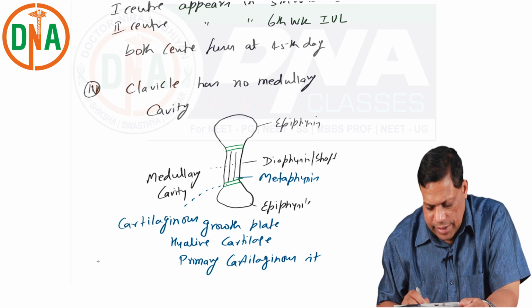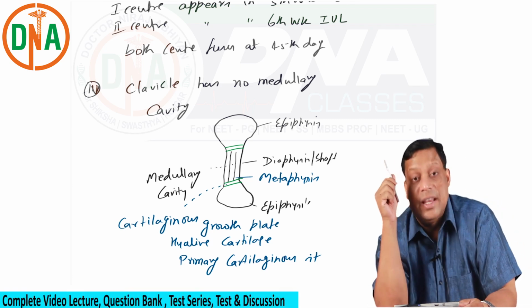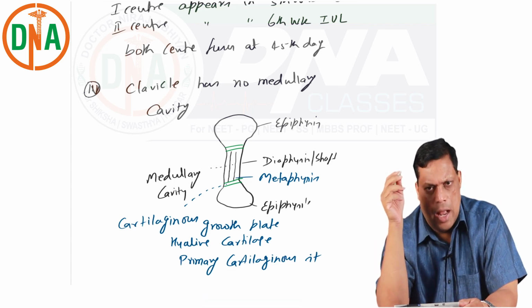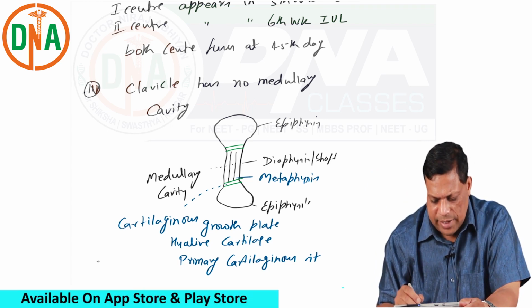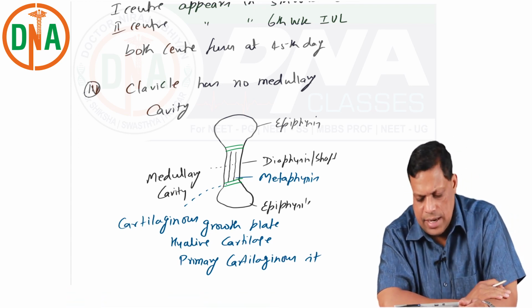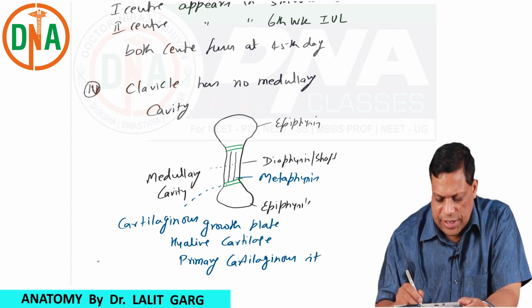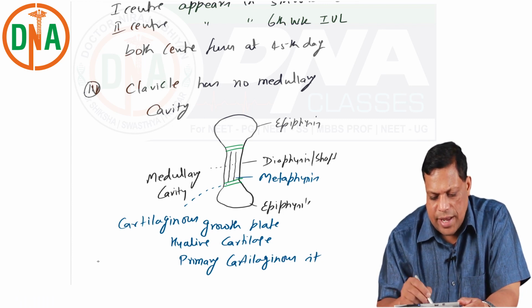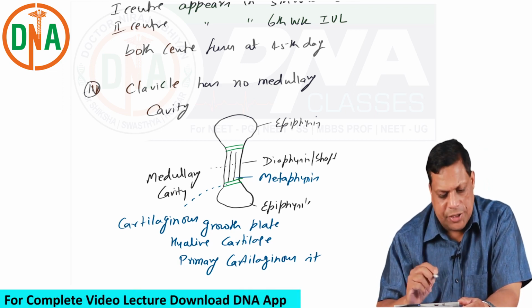And this hyaline cartilage or primary cartilaginous joint is responsible for increase in height. Our height increases till puberty. After puberty, this hyaline cartilage disappears and the metaphysis fuses with the epiphysis. So there is no further increase in height. This is the medullary cavity which contains the bone marrow. So our point is, clavicle has no medullary cavity. It is the only long bone which has no medullary cavity.